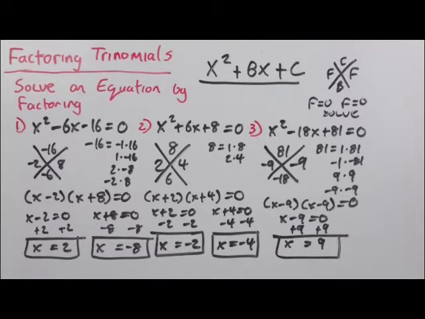Great. Did you see what mistake I made in number 1? The mistake I made was I chose the wrong factors. I should have chosen positive 2 and negative 8. So the solution would have been x is negative 2 and x is positive 8. Did you see it? Great.